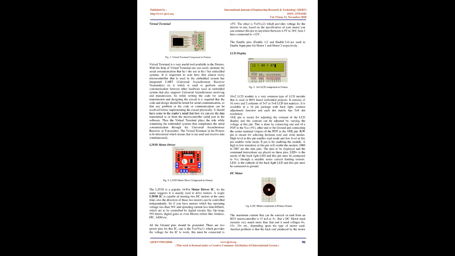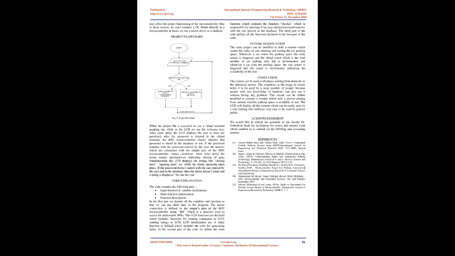DC motor. The maximum current that can be sourced or sunk from an 8051 microcontroller is 15 mA at 5V. But a DC motor needs currents very much more than that, and it needs voltages of 6V, 12V, 24V etc., depending upon the type of motor used.